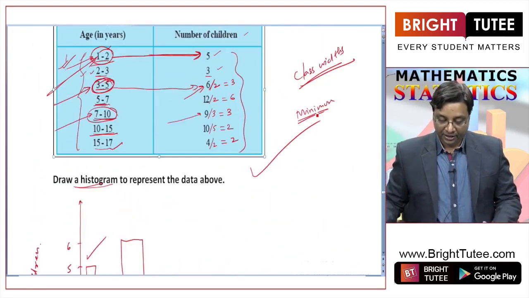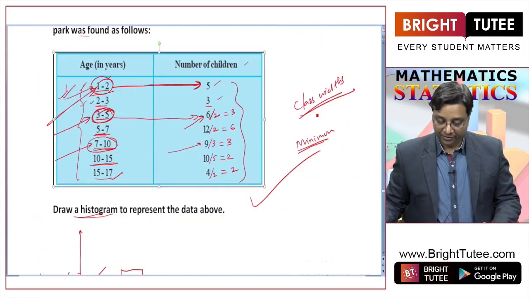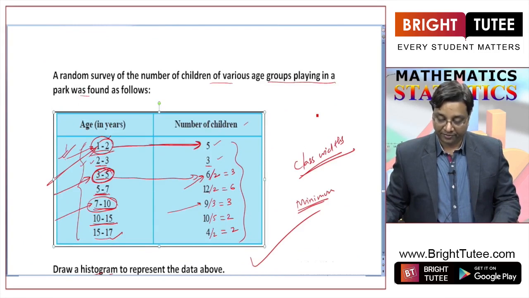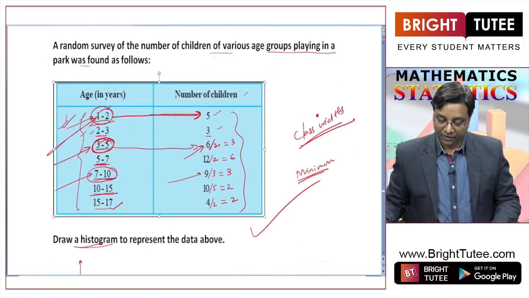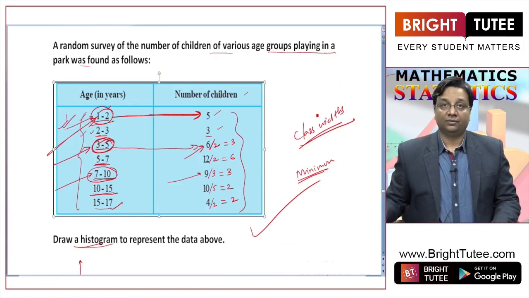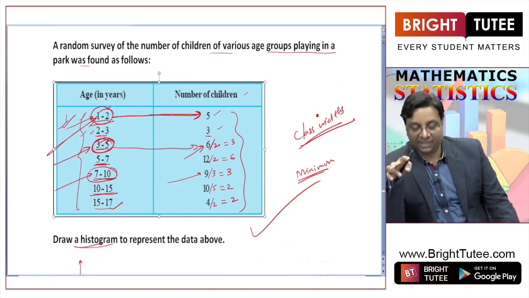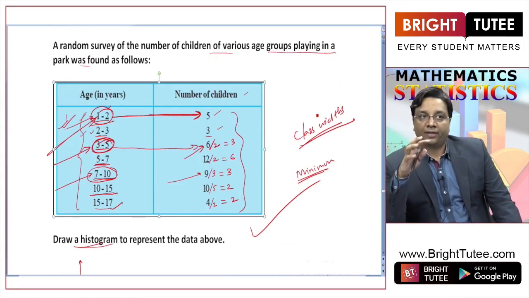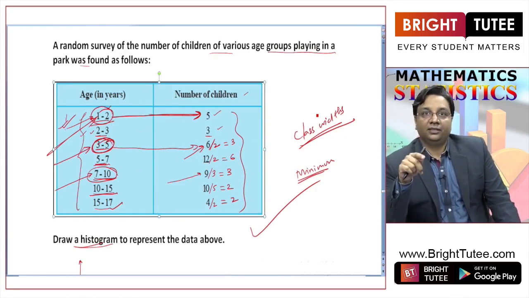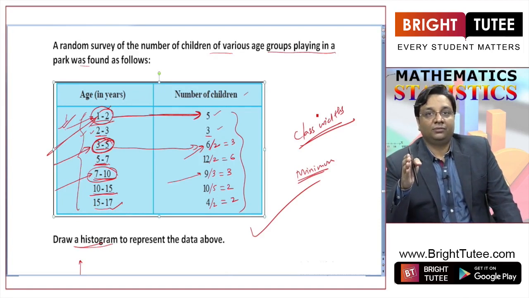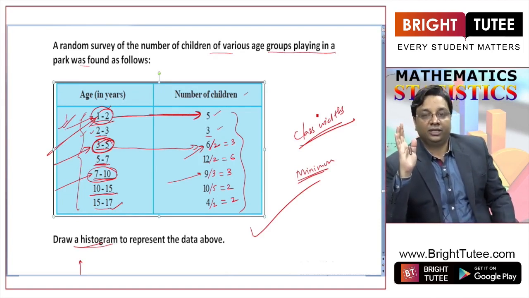Okay, now from this histogram, what can you interpret? So this was about the number of children playing in a park, right? So if I ask you which age group has the maximum number of children, out of the children playing in the park, what are the maximum number of children of a particular age group?